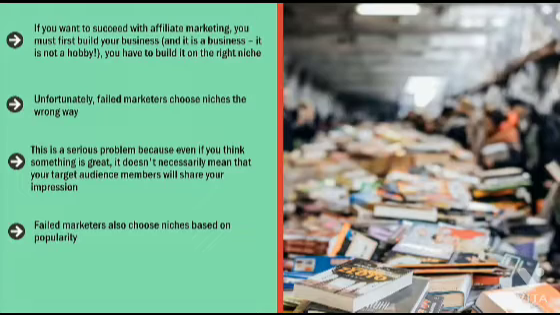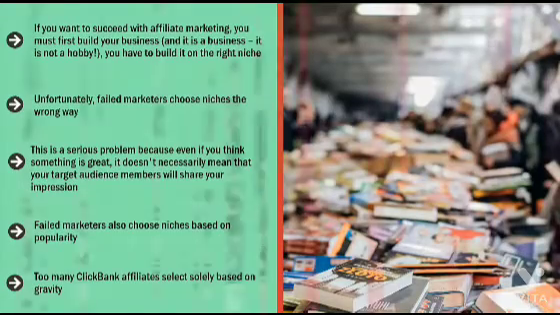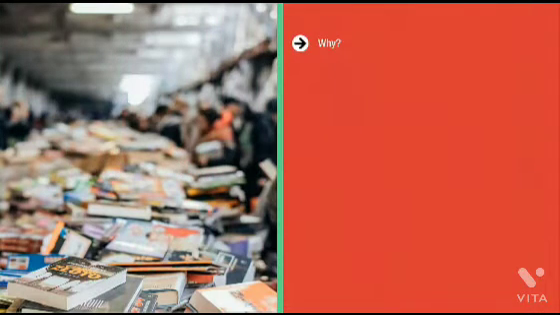When you go on ClickBank, you can search for existing products based on keyword relevance as well as gravity. Gravity measures how fast a particular product is selling. Too many ClickBank affiliates select solely based on gravity. This is a serious statistical mistake. It really is. Why?